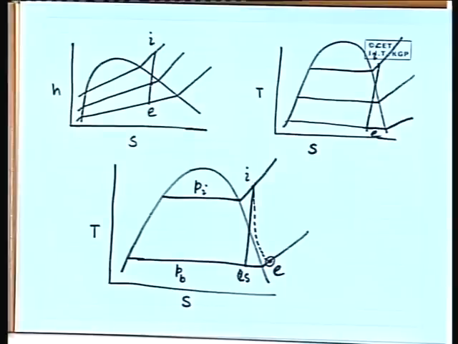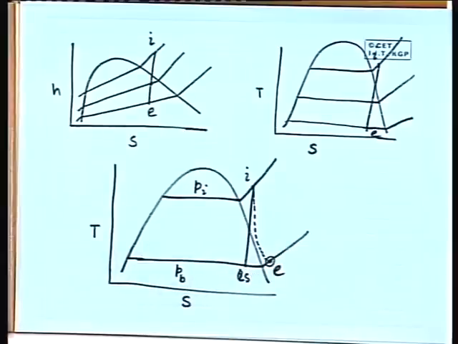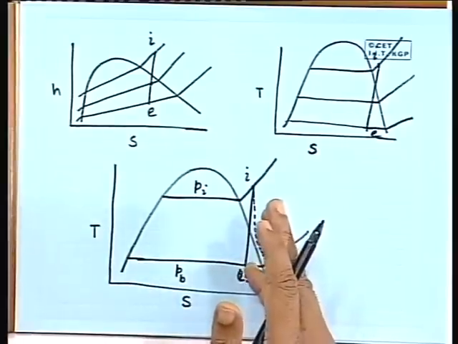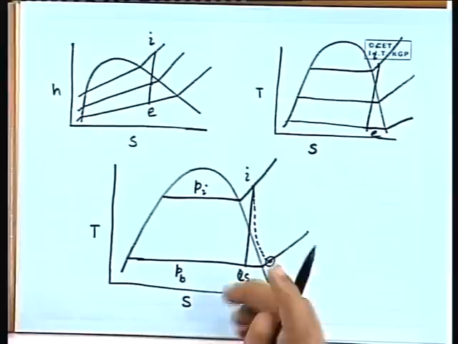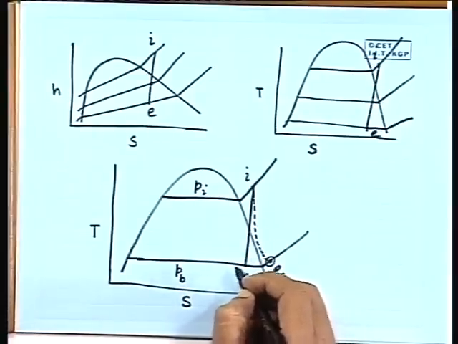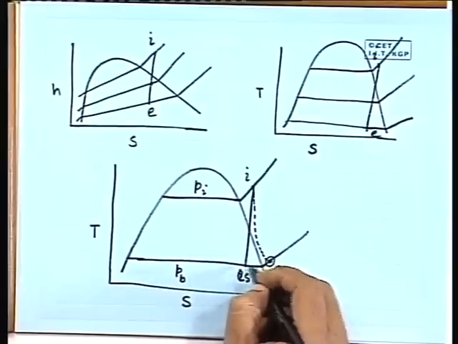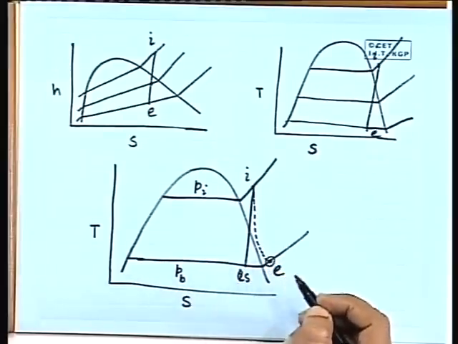So, will it always remain outside the saturation line? No. Depending on the exit condition, it may be inside the two-phase dome, or it may be outside the two-phase dome, but there is always an increase in entropy. That is why there is a tendency to go to the superheated region, but it is not necessary that it will always be in the superheated region.